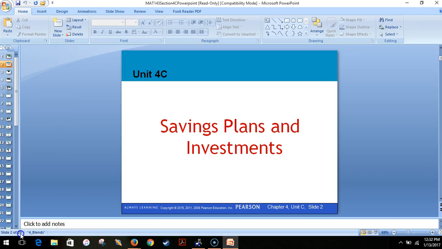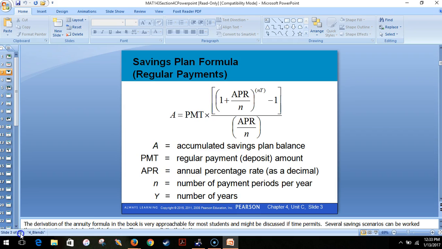Today we're going to look at savings plans and investments as well as payments. And we're going to use our TI-83 or 84 to help us out with some of the calculations, because some of these formulas that we're going to look at can be a little bit scary.